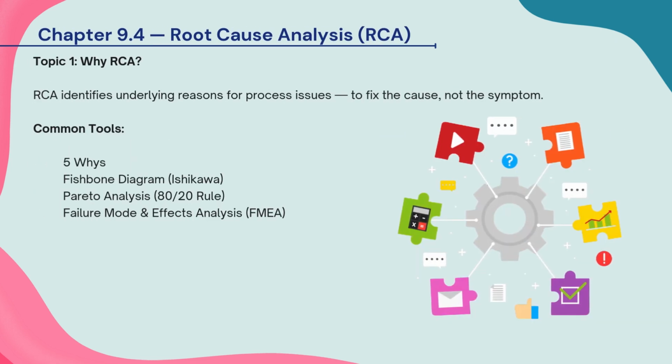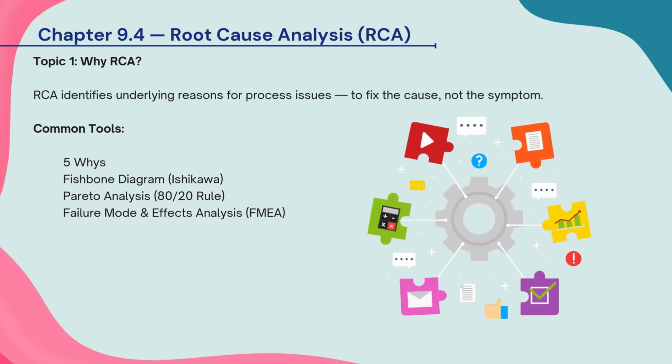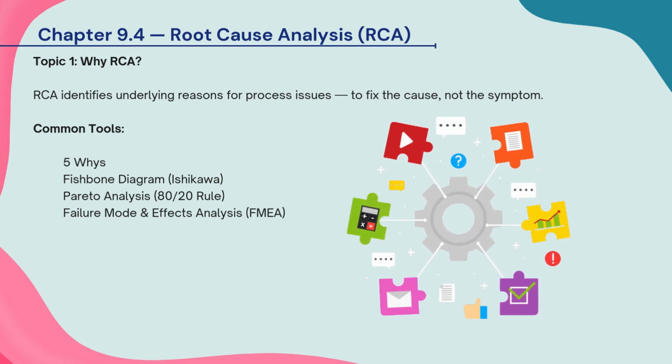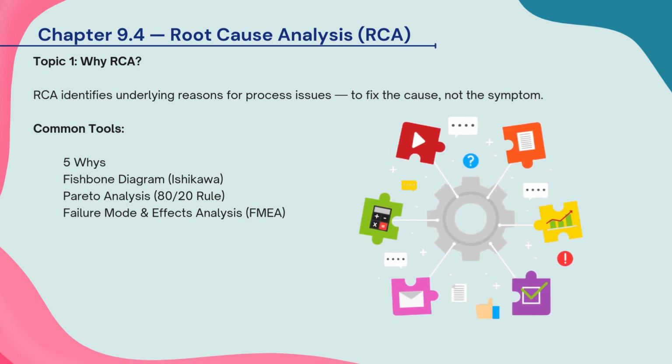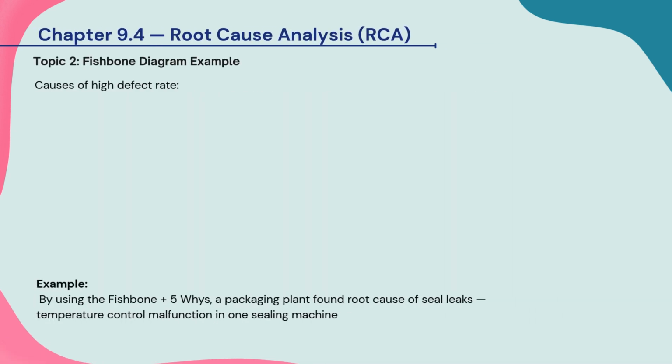Root cause analysis helps identify the real reasons behind process problems so we fix the cause, not just the symptoms. We use common tools like 5 whys, fishbone diagram, Pareto analysis, and FMEA to systematically trace issues, analyze patterns, and prevent recurrence. This slide shows an example of a fishbone diagram used to identify causes of high defect rates.